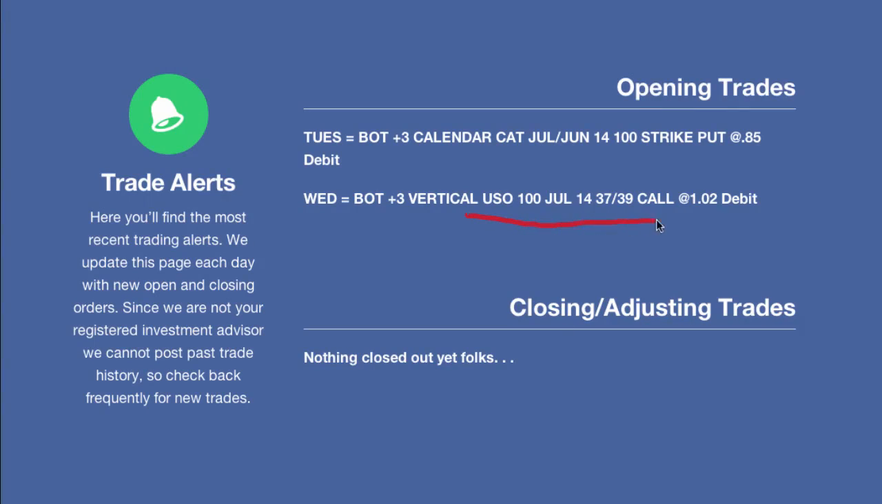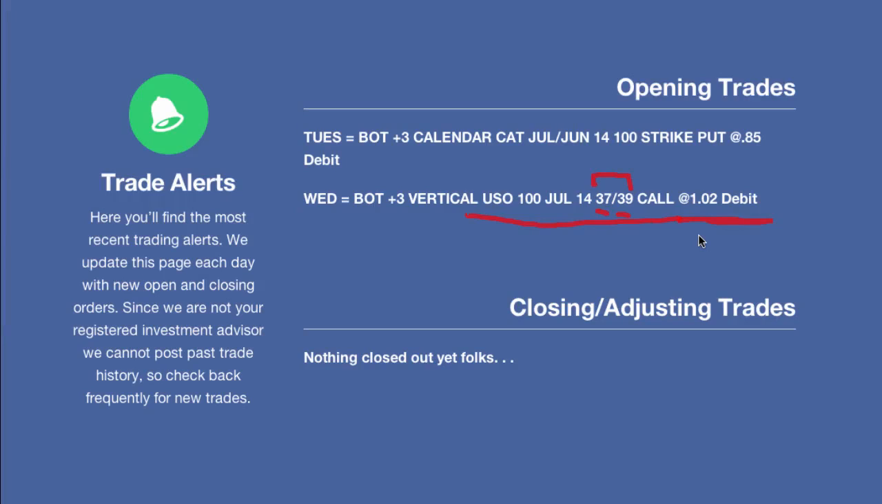So we went ahead and bought a very simple debit spread in oil. It's a $2 wide debit spread, so we bought the 37 options and sold the 39 calls against those to help finance that purchase. But even after that's said and done, we still paid a debit, or paid out of pocket, about 1.02. So a little over mid price for what we like to pay.